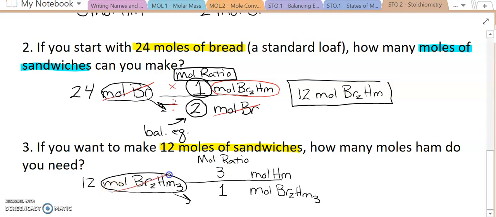My units moles of sandwich are going to cancel each other out because it's top and bottom. And I want to find the number of moles of ham because that's what my question is asking me about. And so I can multiply across the top, and I can divide on the bottom, and this time it's 12 times 3 divided by 1. So I'm going to come out with 36 moles of ham that I need to make 12 sandwiches.